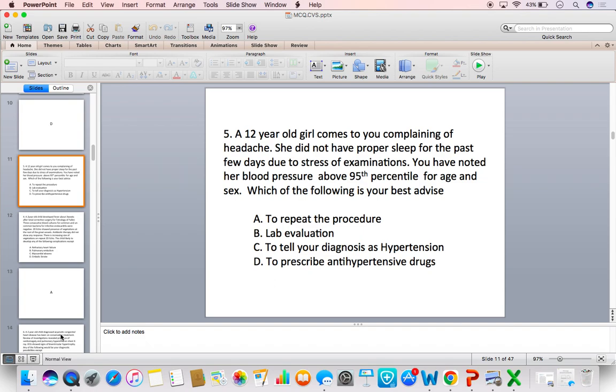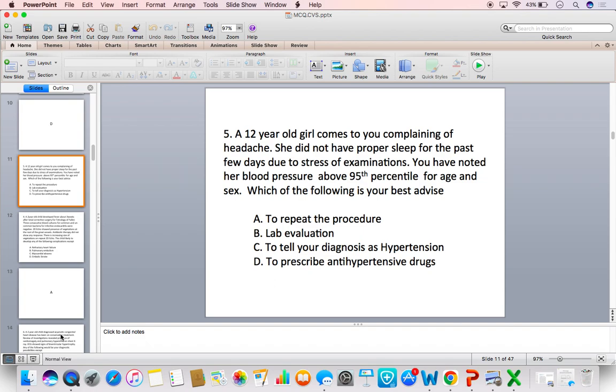the question, a 12-year-old girl comes to you complaining of headache. It's very common in girls. She did not have proper sleep for the past few days due to stress of examinations. She is subjected to stress. You have noted her blood pressure above the 95th percentile for age and sex. Which of the following is your best advice?